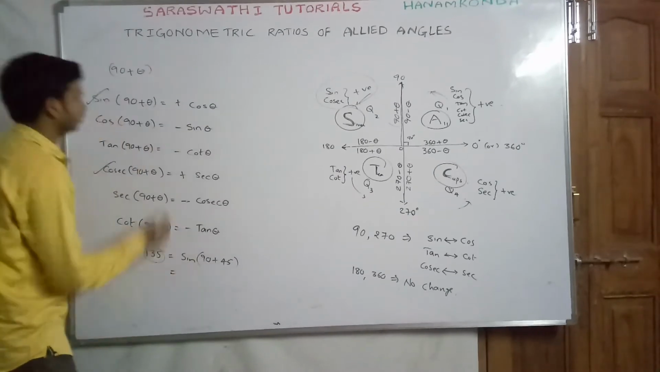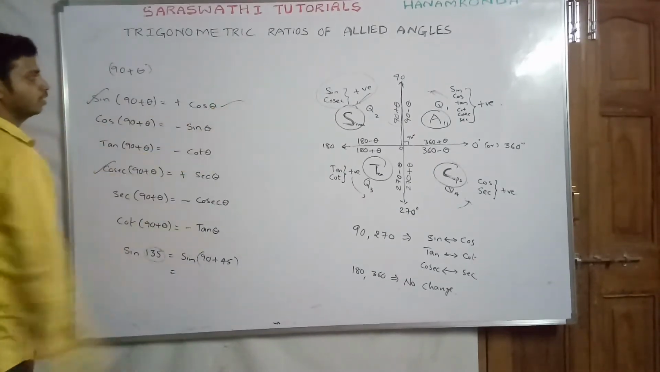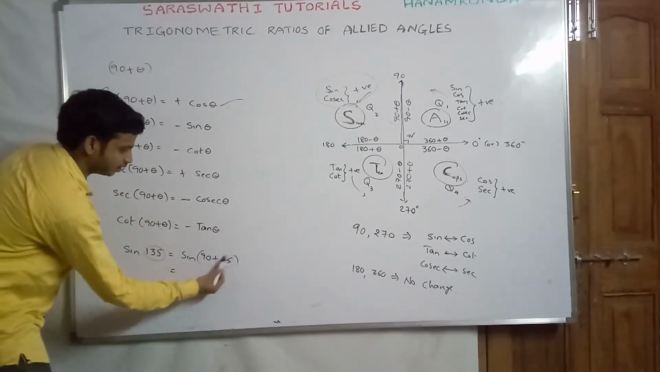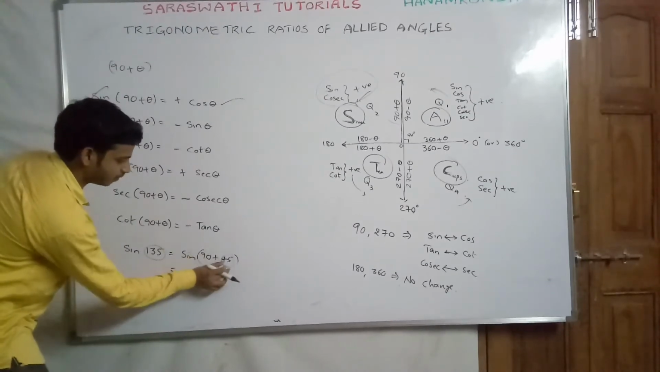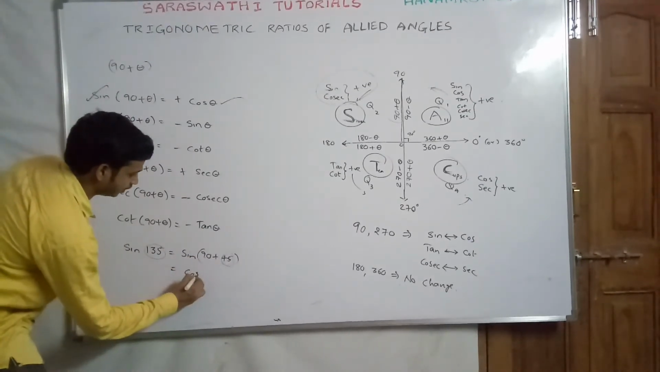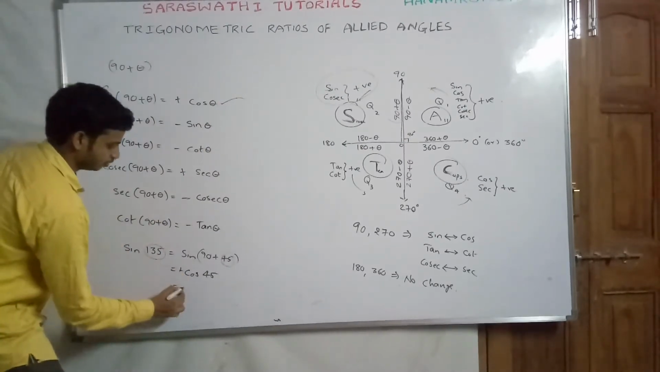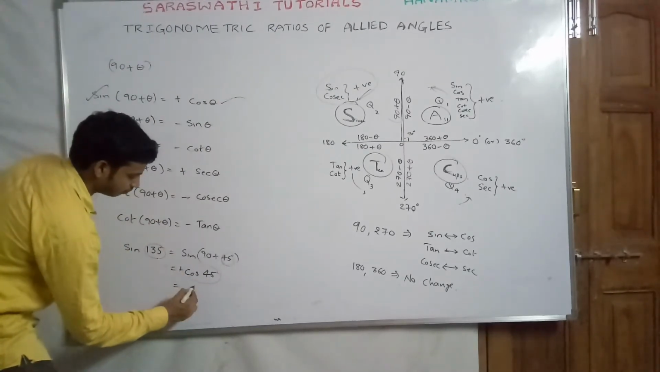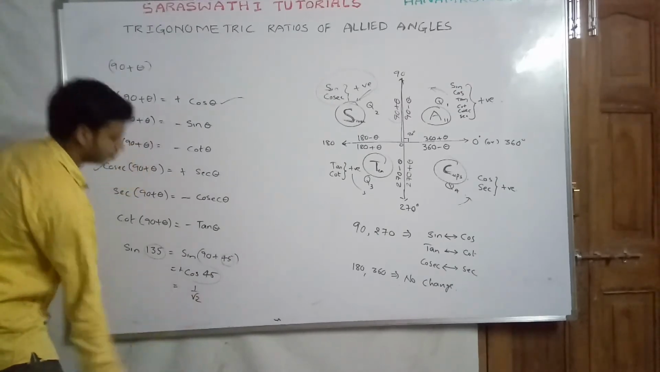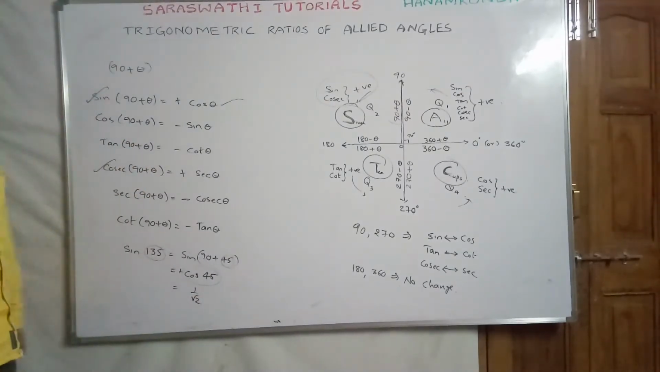Here, sin of 90 plus theta is plus cos theta, and theta is 45. So sin of 90 plus theta means cos theta, so plus cos 45. We know the cos 45 value is 1 by root 2. So plus 1 by root 2 is the value of sin 135.